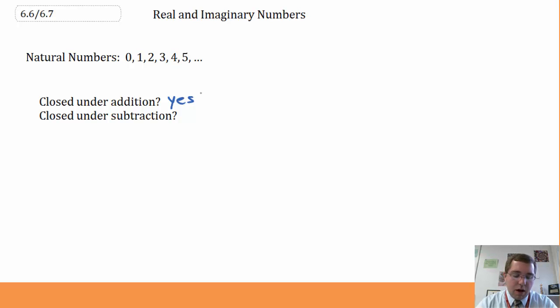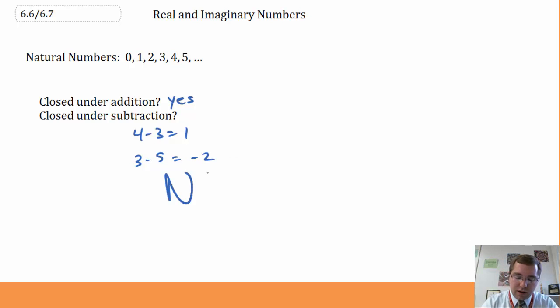Okay? Are the natural numbers closed under subtraction? Well, I can take 4 minus 3, and that's 1, that's another natural number. But what if I take 3 minus 5? That's negative 2. Is that a natural number? No. So are they closed under subtraction? No.